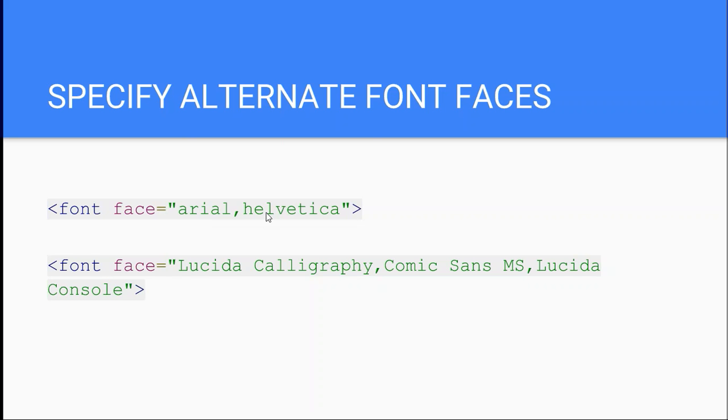And you can mention more than 2 font faces. See, in this example, it mentioned 3 different kinds of font faces. 2 of them are alternatives for the first one. Lucida Calligraphy is the primary font. If they don't have this, then the browser will check for the Comic Sans MS. If not, it will redirect to the Lucida Console. So it is always suggested to specify alternative font faces to avoid the loading problem.